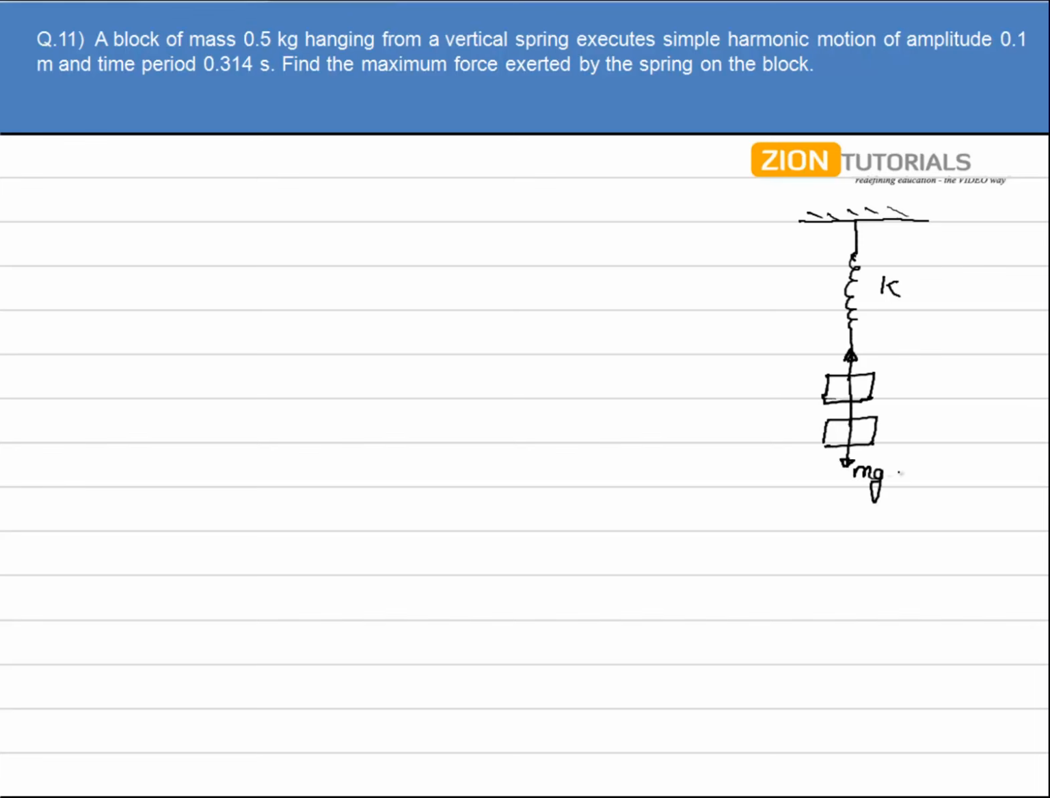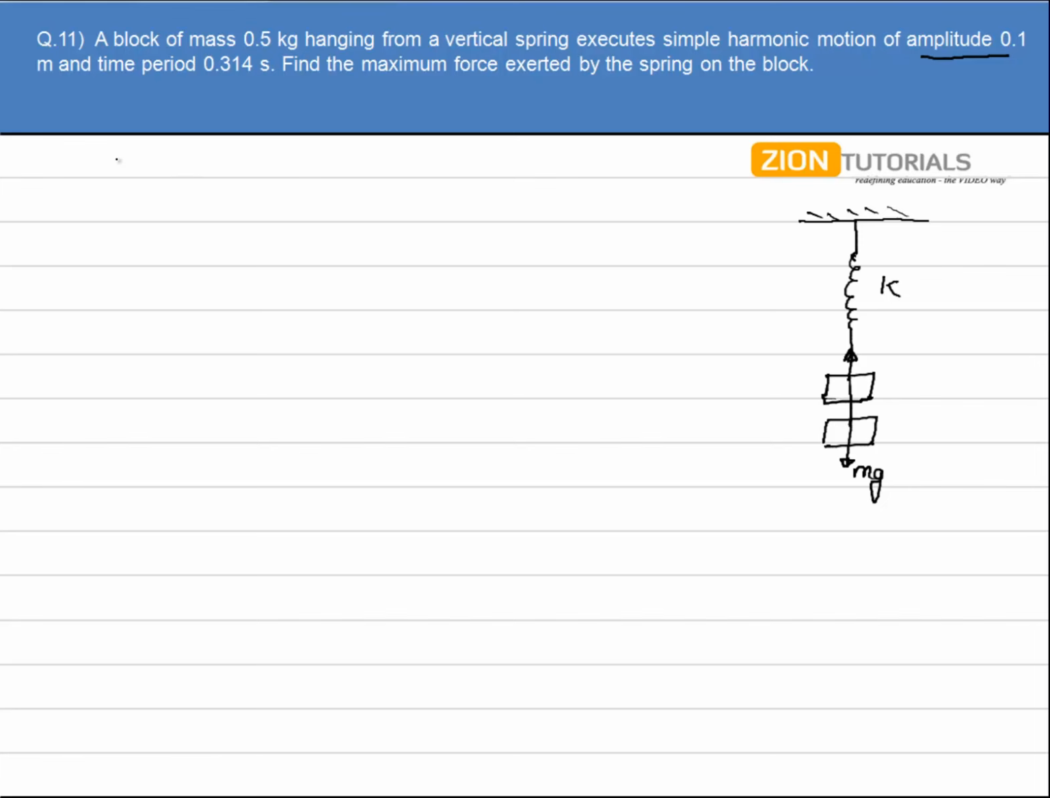Now if I further move it by a distance x downward or upward, then it will start executing simple harmonic motion. This distance x by which I stretch the spring is my amplitude over here. I had to calculate the maximum force exerted by the spring on the block.